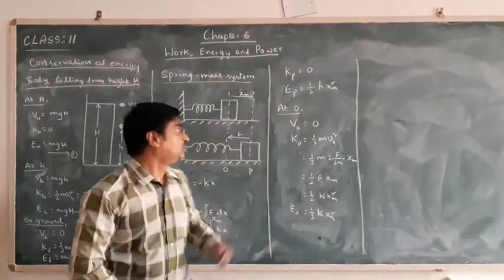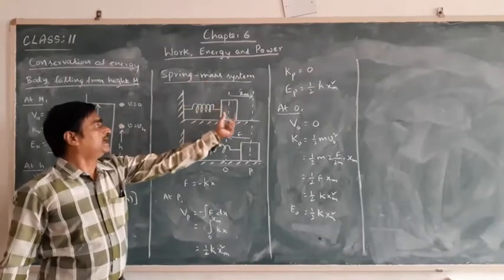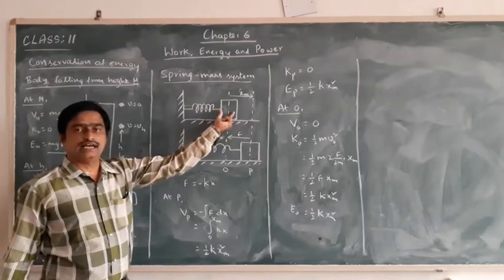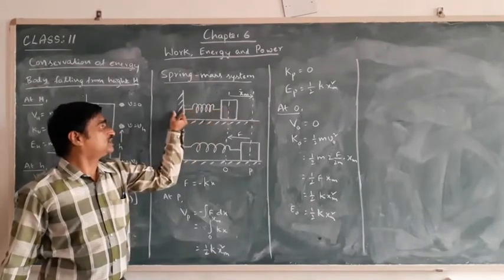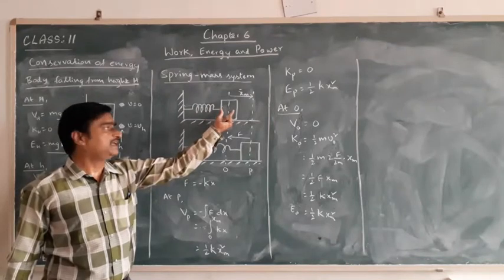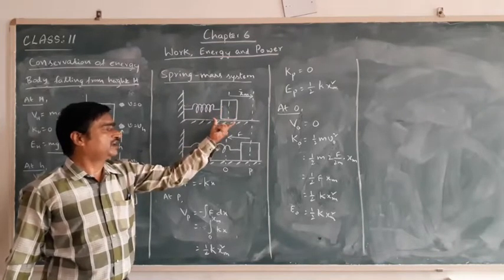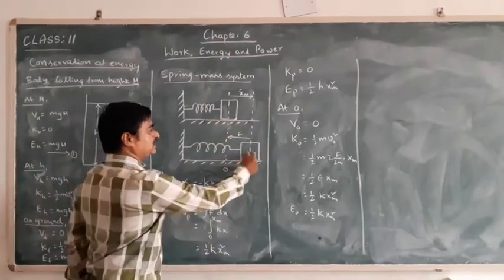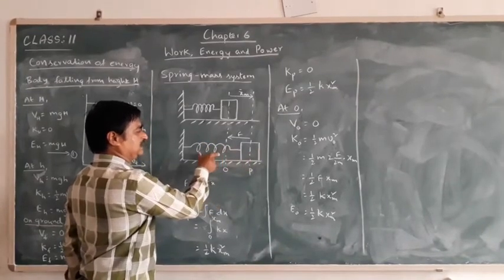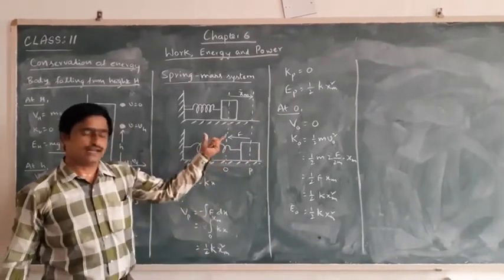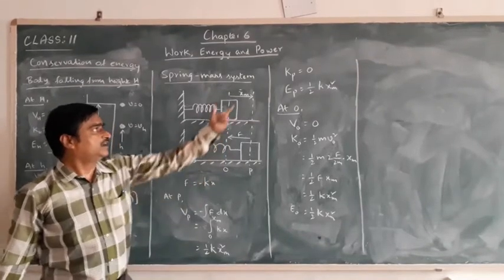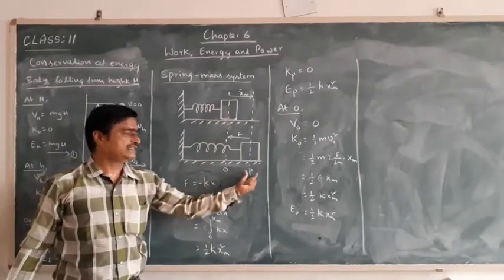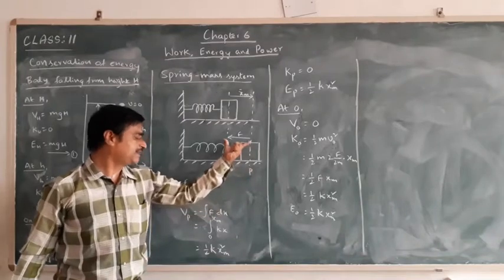Now, as another example, we consider a spring mass system. A spring with force constant K on one side is fixed to a rigid support, and on the other side a mass M is attached. It is kept on a smooth horizontal plane. Now, if we move this, there is a force on the spring. We are going to calculate the work done on the spring and the energy. We call this the equilibrium position and this the extreme position, that is, the maximum displacement.